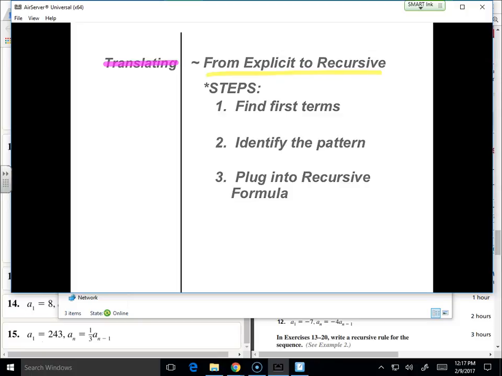Let me show you an example on the next page. It'll make more sense. You don't actually have to memorize explicit formulas, but I do want you to be able to use them. So, steps.